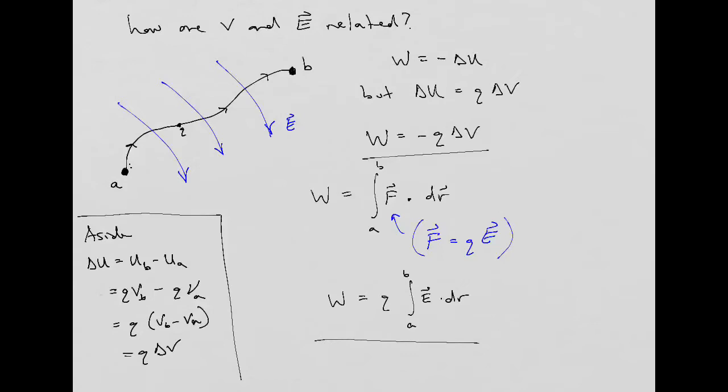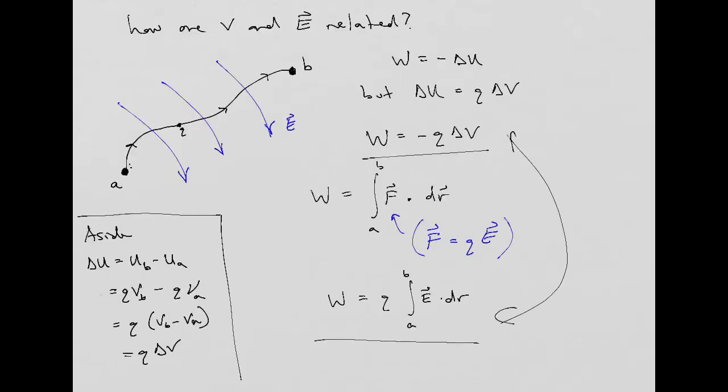So you've got two equations for work. One related to potential, one related to electric field. So now we're going to set these two equations equal to each other. And we'll have one equation that relates potential to electric field. So we have, is it minus Q delta V? Yes. Minus Q delta V is equal to Q times the integral from A to B of E dot dr.